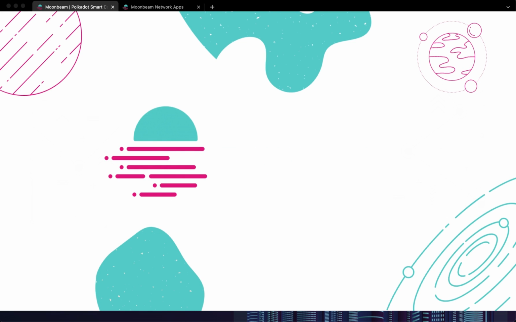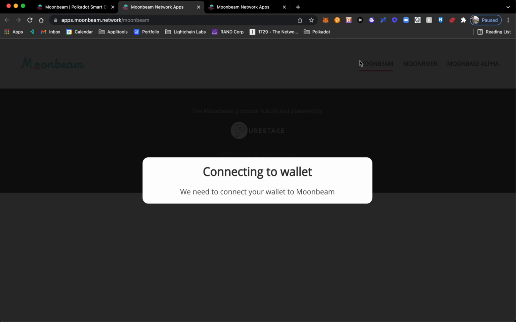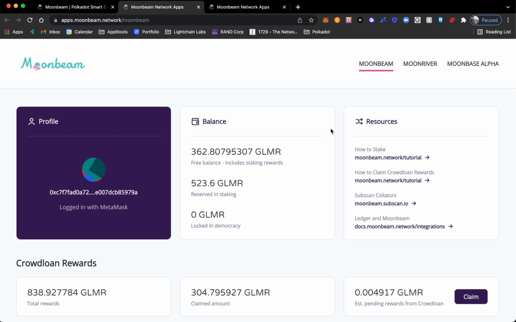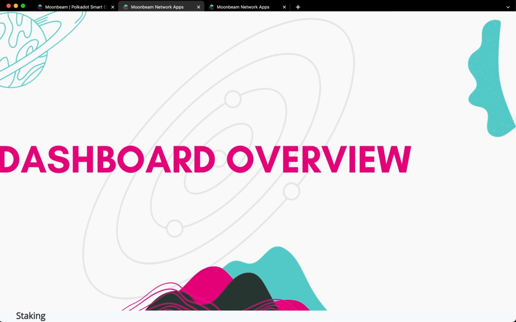Today we're going to be talking about Moonbeam Network. This is the second parachain that got accepted into the Polkadot ecosystem that, with a single line of code, you would be able to deploy inside of Polkadot. What we want to go ahead and discuss is the Moonbeam dashboard.